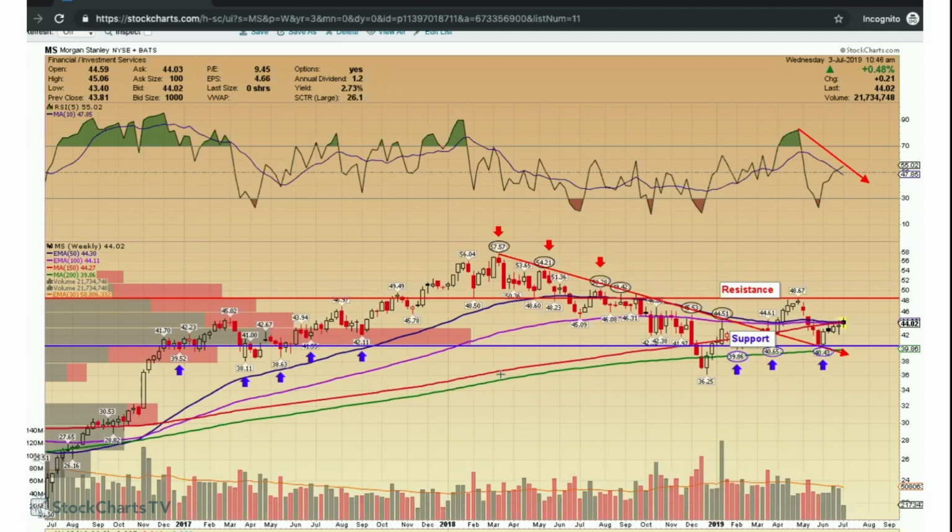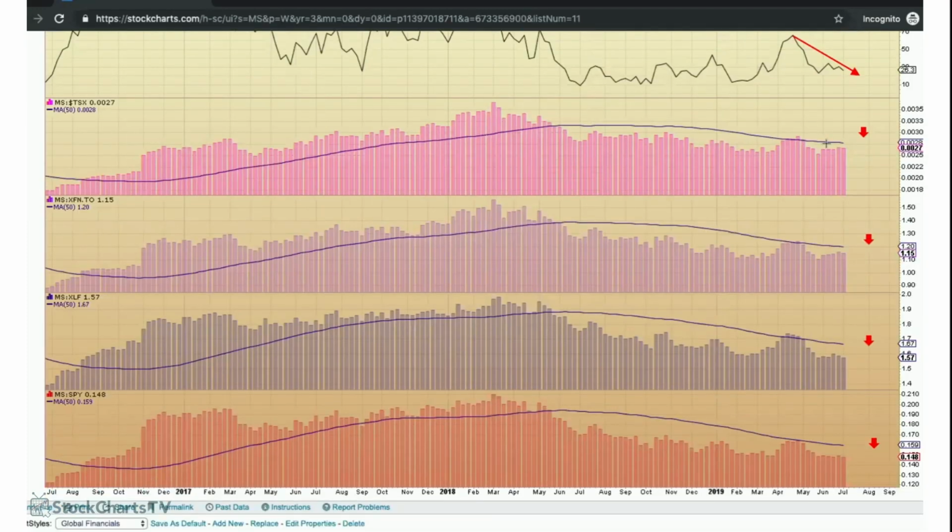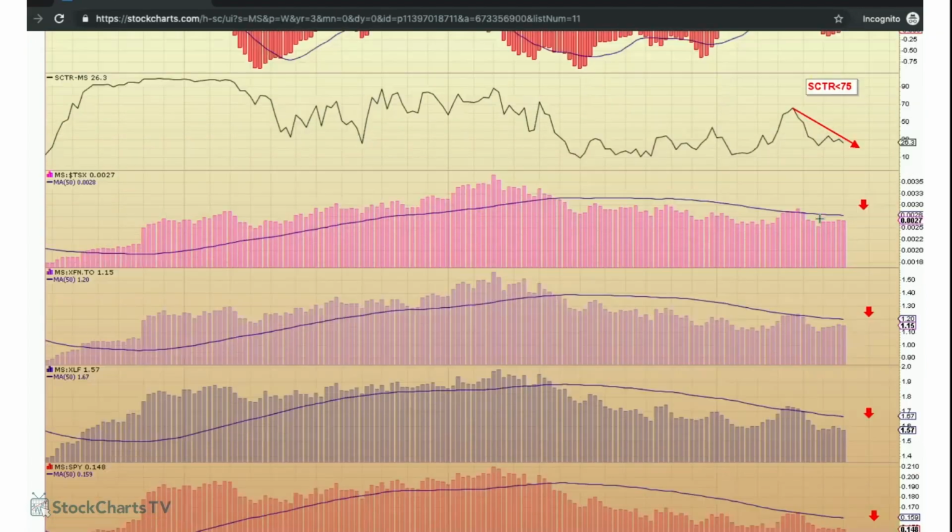Again, the scooter is around 26, so I would like to see a move above $50 to get back interested in Morgan Stanley. But I think Morgan Stanley is fundamentally an interesting one too, because they've been getting a lot of business on the investment banking side in the US. They've been taking quite a lot of share from Goldman Sachs and quite a few other banks. If you take a look at most of these IPOs that have been coming out, Morgan Stanley has been a key underwriter for a lot of them. On the relative performance indicators, we're still below the 50-day moving average, so I would like to see that turn up again before I would get interested. But I think it's one to watch for sure.